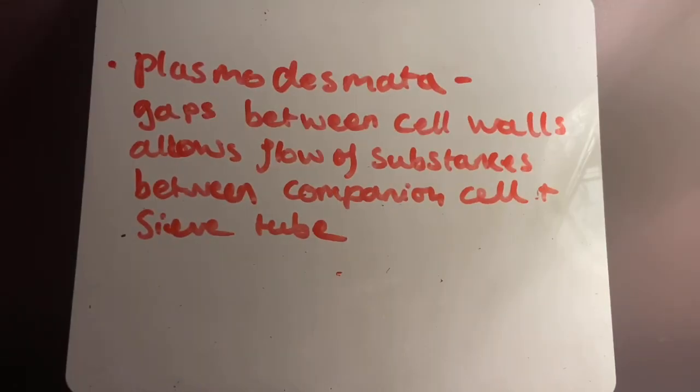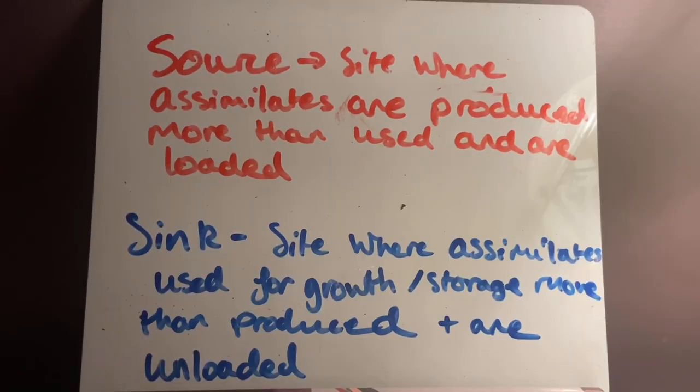The phloem also has plasmodesmata, which are gaps between the cell walls which allow flow of substances such as sucrose and amino acids between companion cells and sieve tube. A source is a site where assimilates are produced more than used and are loaded into the sieve tube elements. A sink is a site where assimilates are used for growth or storage more than they're produced and are unloaded.